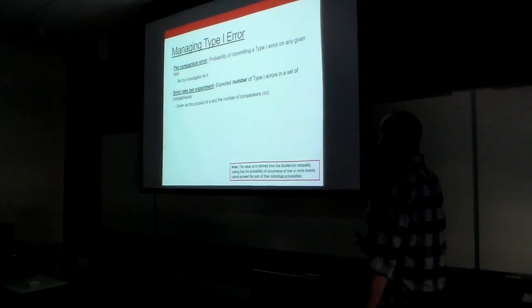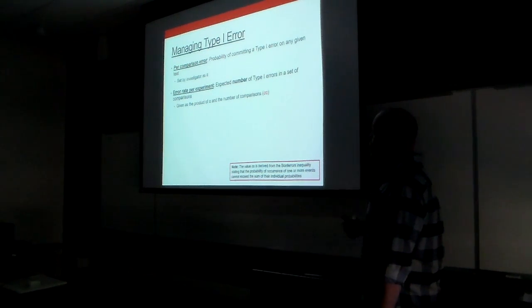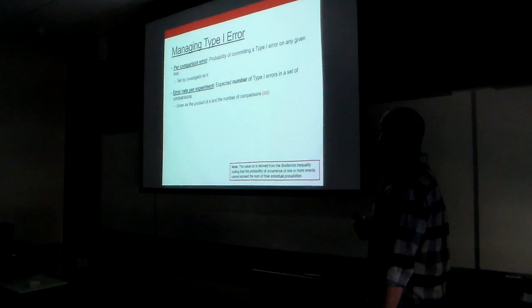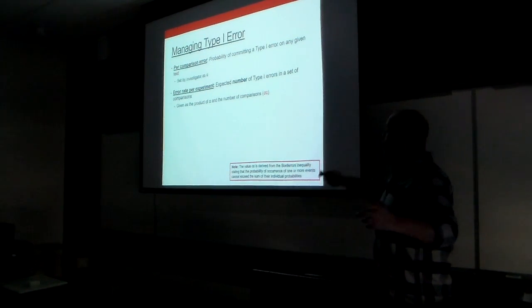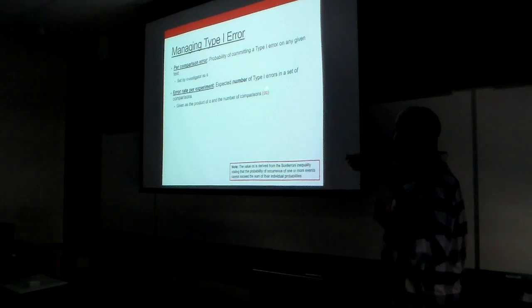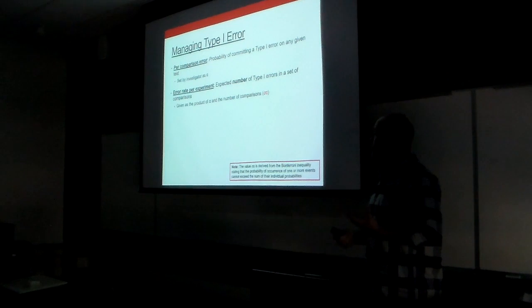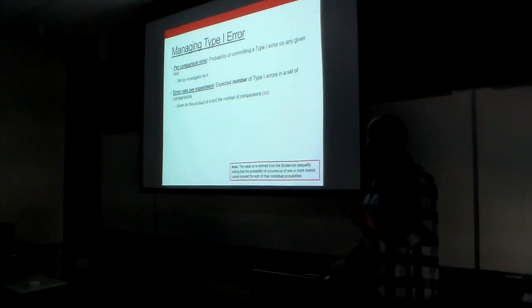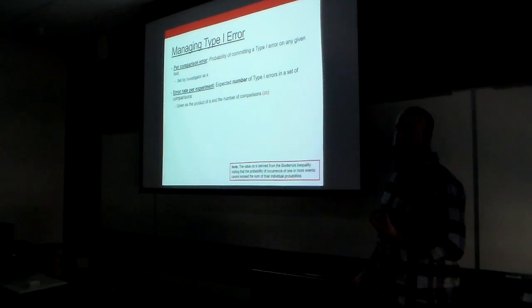But we can also start to have concerns about something we call error rate per experiment. So overall, in this entire analysis, what number of type 1 errors am I going to commit within a set of comparisons? Okay, and your error rate per experiment is given as the product of alpha and the number of comparisons.